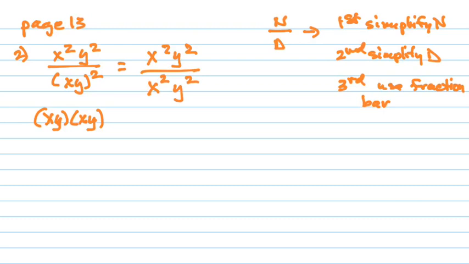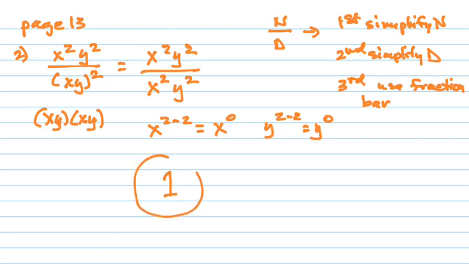So x to the second divided by x to the second is x to the 2 minus 2, which is x to the 0, which becomes a what? 1. Y to the second divided by y to the second is y to the 2 minus 2, which is y to the 0, which also becomes what? 1. But do I need to write another 1 if I already have one there? No. Nope. So what is my answer here?